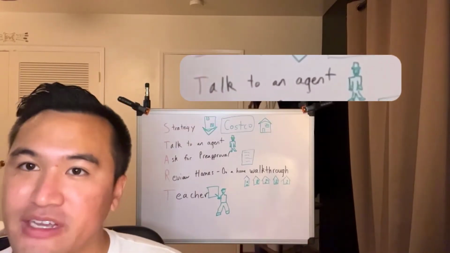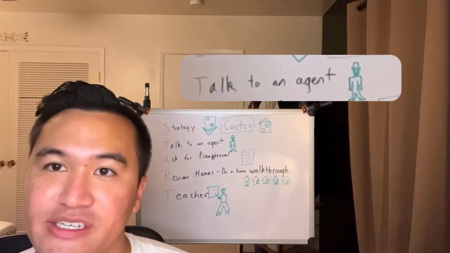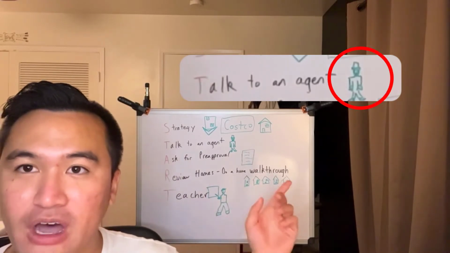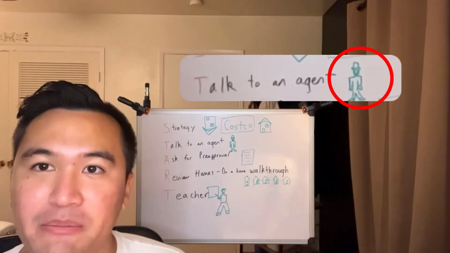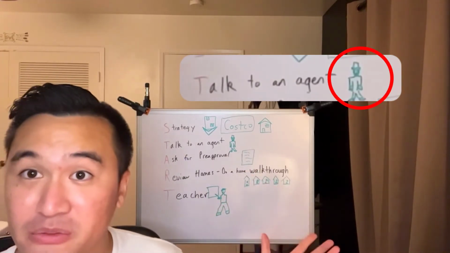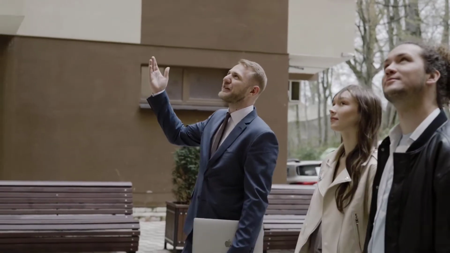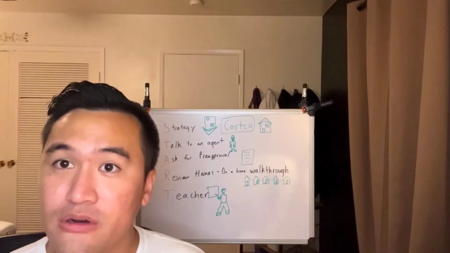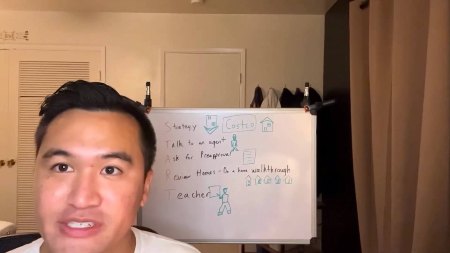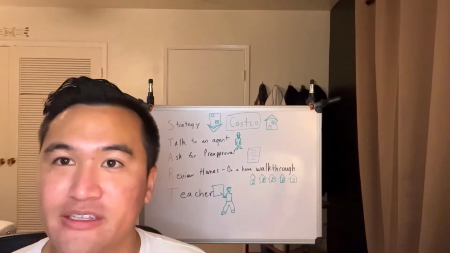T stands for talking to a real estate agent. Now, there's a guy here with a top hat. I have no idea why he has a top hat, but that's supposed to be a real estate agent. So the first thing you want to do when you get started is call up a real estate agent. So go to Google, type in real estate agents, type in your city, and go ahead and give them a ring. It's really not that hard.